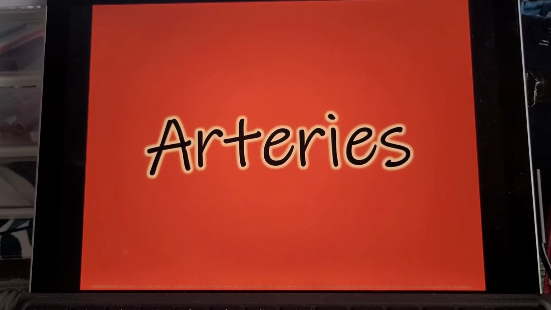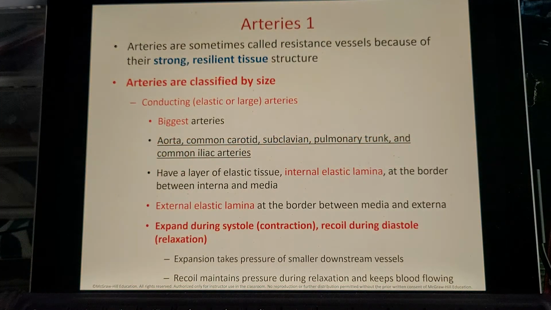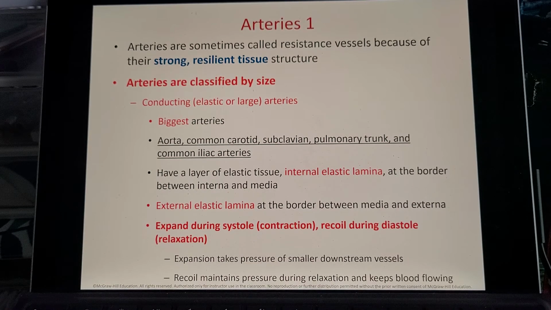All right, let's talk about arteries. These are the vessels that send blood away from the heart. They have to be strong and resilient because they have higher blood pressure levels than, for example, your veins or even your capillaries. They do have a size classification, and that's based partially on your thickness, but also the diameter of your blood vessel. So again, different layers, like we just talked about, having their different jobs.